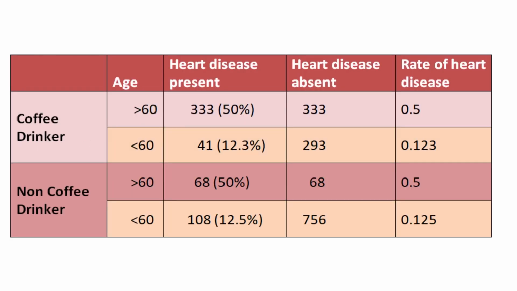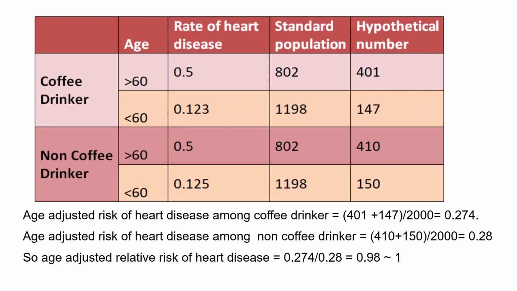This is the same data, but here the independent variable is categorized by age. After adjusting for age, researchers found that the age-adjusted relative risk is approximately 1.